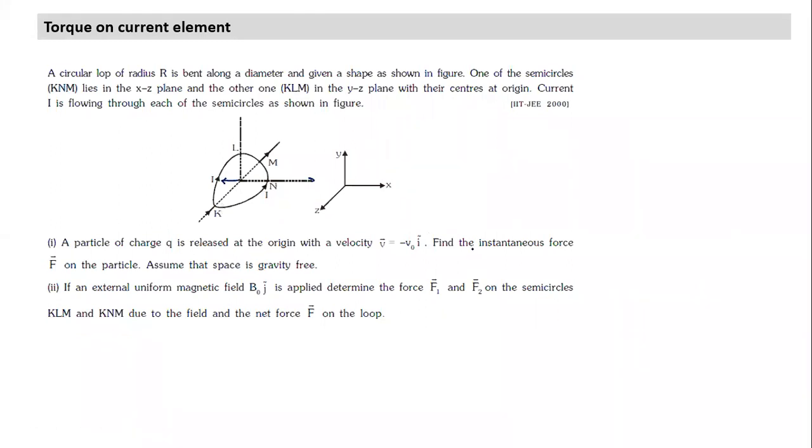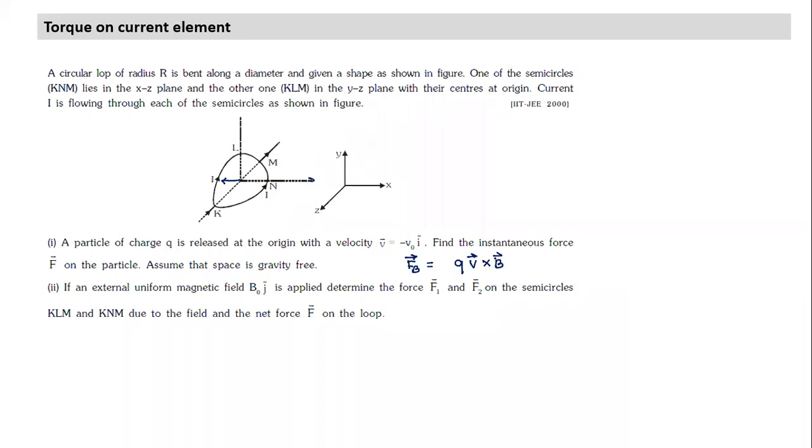What you need to find is the instantaneous force F on the particle. Why instantaneous? As its position changes, the field will change, and the force also will change. How do you calculate force? The first part is the calculation of magnetic force on a moving charged particle placed in a magnetic field. What is that equal to? q into v cross B. So the moment I read this force, I know this is what I need to make use of.